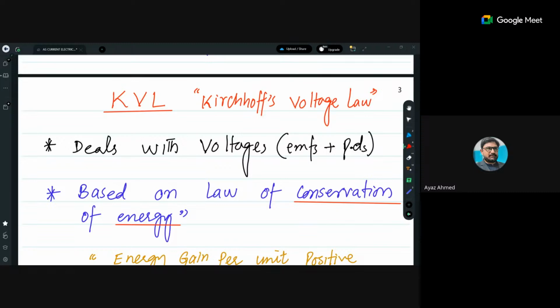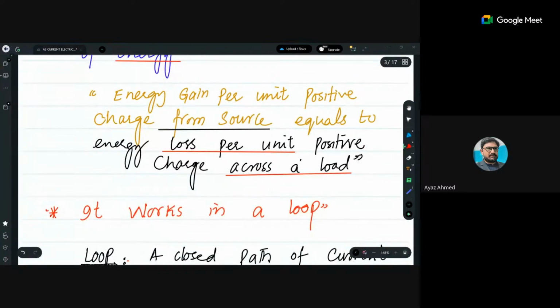So this law states that energy gain per unit charge. This is not the statement for the exam, but I would write a statement in the exam: the energy gain per unit positive charge from a source, which is equal to the EMF, equals the energy loss per unit positive charge across the load. In the load, energy loss per unit charge is equal to the potential difference.